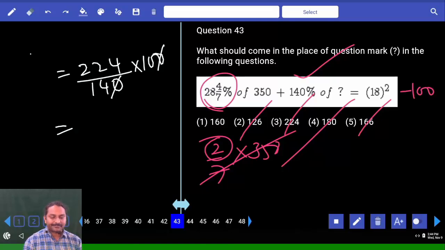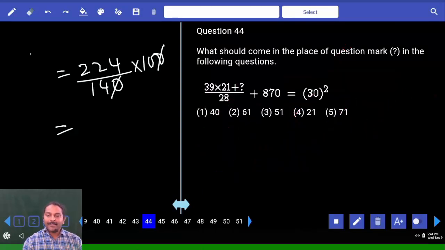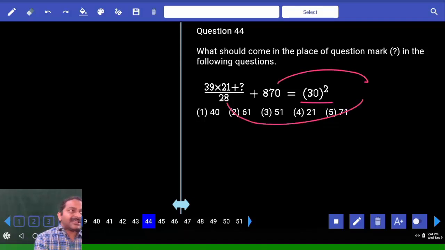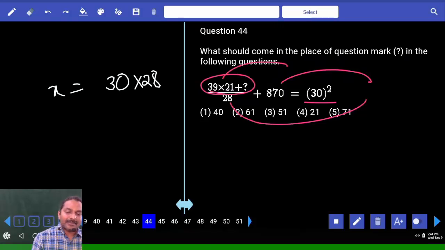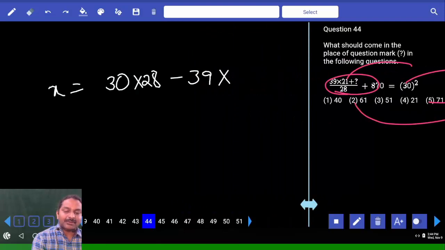Okay, now 30 square. Take 870 to the other side. How much? Take 28 to the other side. 30 plus 28 divided by, into, is equal to this number, right? Then x value is equal to 39, 21 goes to the other side. It becomes minus 39 into 21, correct? This number ends with 0, minus 9 ends with 1.